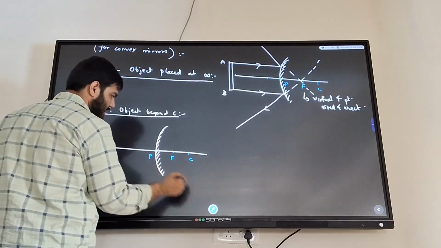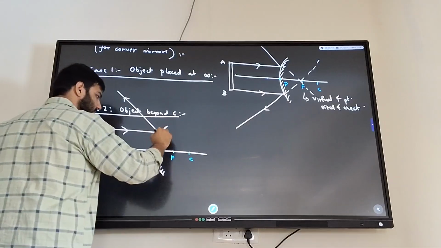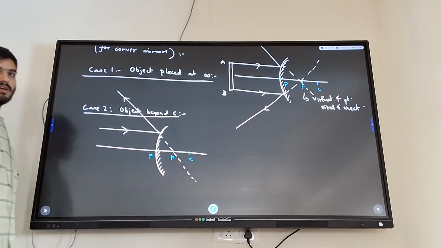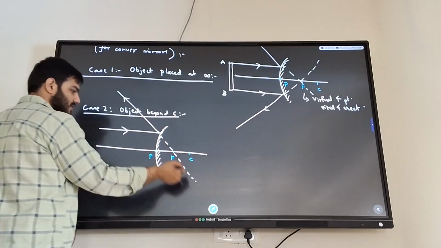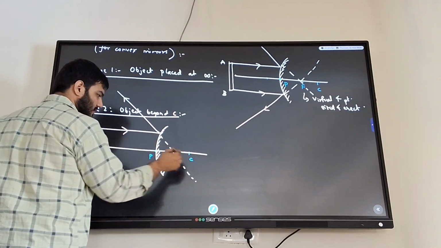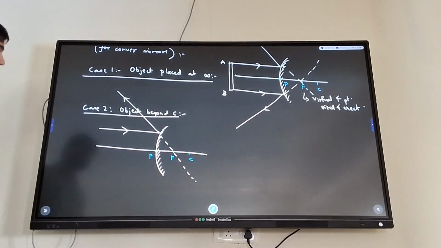One of the rays can come from infinity, go through focus, and one of the rays can pass through center of curvature. Wait, doing something wrong. Let's leave this case for now.